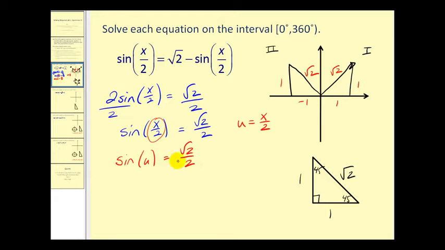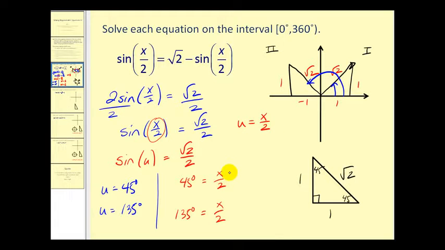So we have two possible angles for u. We could have a 45 degree angle. We could also have a 135 degree angle. Now be careful because our solution needs to be in terms of x, not u. So we can go ahead and replace u into this equation and then solve for x. We can see here to solve for x we multiply both sides of the equation by 2. So x equals 90 degrees and x equals 270 degrees for this problem.